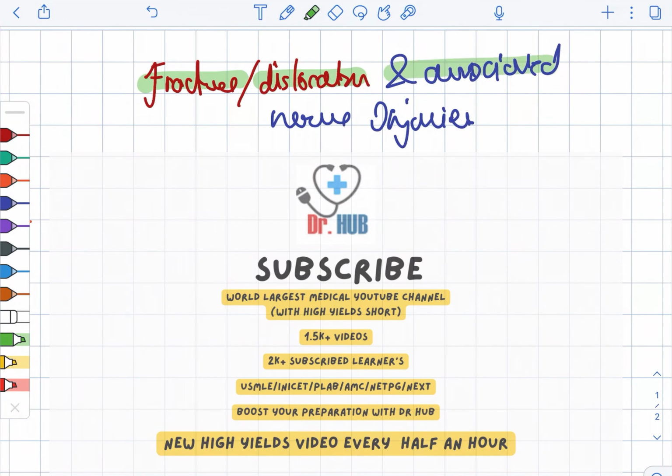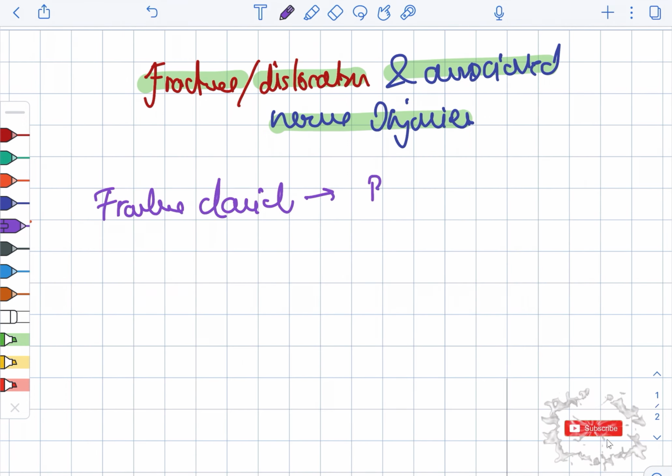Fracture dislocation and the associated nerve injuries. So here, looking at the fracture of the clavicle, this involves the brachial plexus.